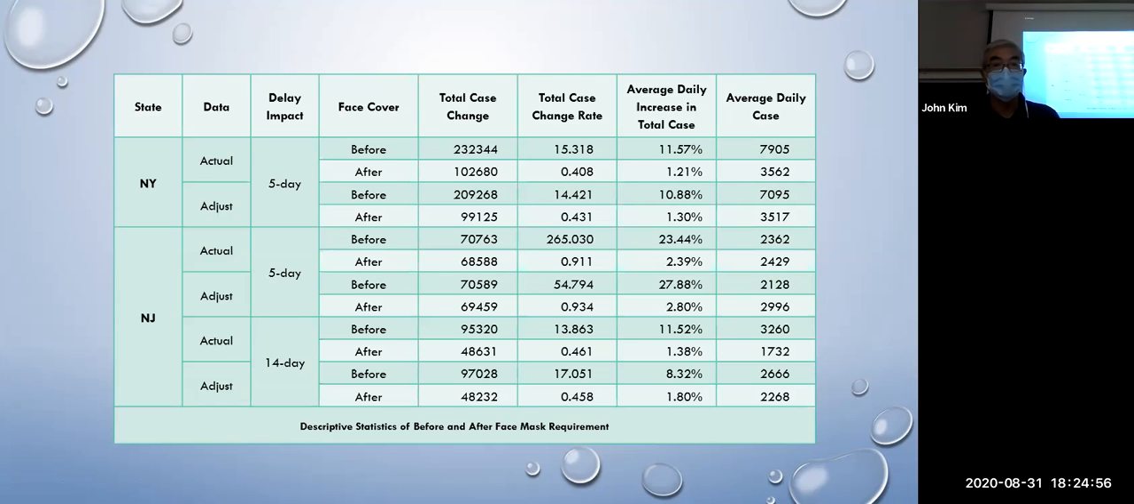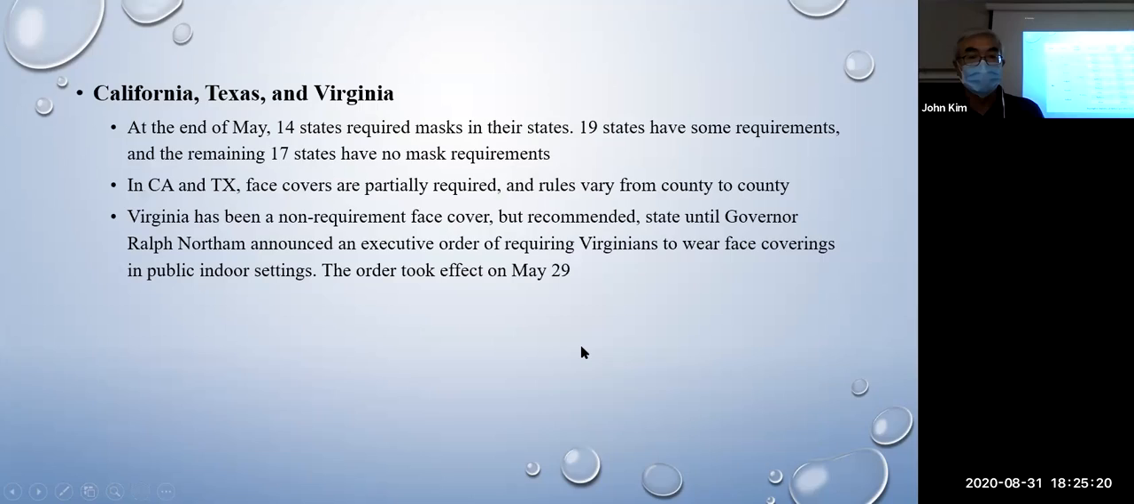And then daily change: 11.57, but after, 1.21. So using actual data and then using adjusted data, similar result. And then New Jersey, similar result like this. And then California, Texas, and Virginia, partially require or non-require.